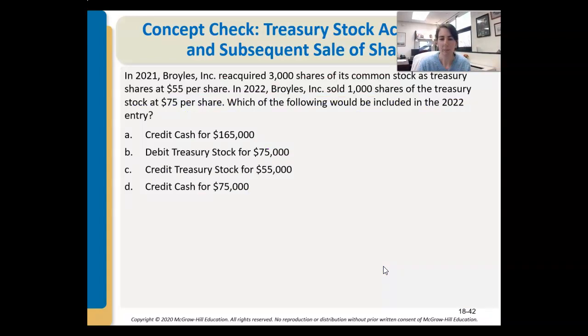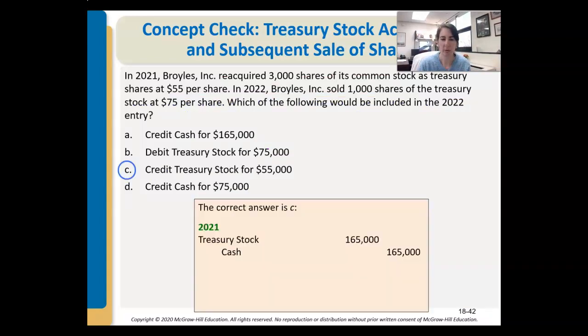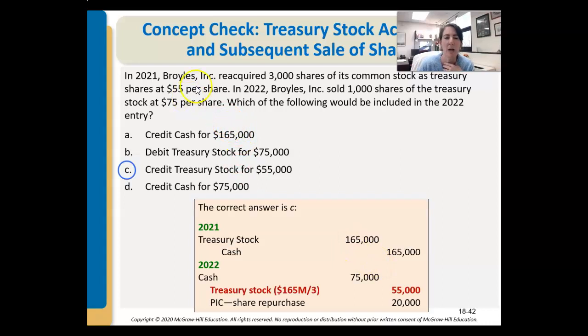Real quick, and then we will go on, I'll show you this. I will stop this because we're really far, 13 minutes. In 2021, Broyles Inc. reacquired 3,000 shares of common stock as treasury shares at $55. In 2022, they resold 1,000 shares for $75 a share.